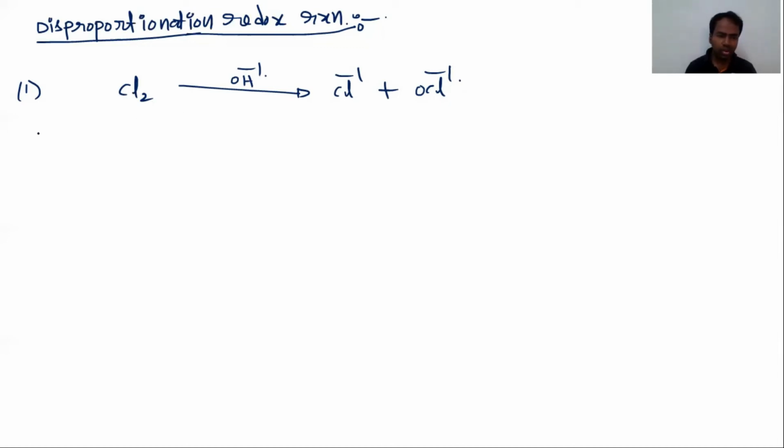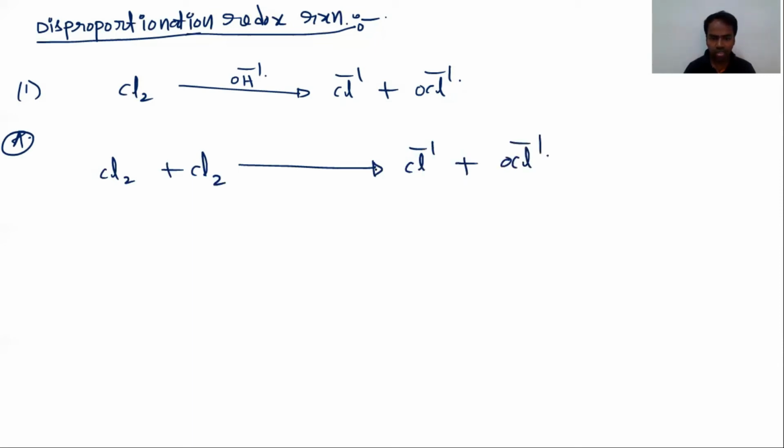Let us see how you can balance this redox reaction in basic medium. For this, we'll take them separately for comparison, because two reactions are there, Cl minus and OCl minus. Here Cl2 is in elementary state 0, here Cl is -1. So 0 to -1, gain of electrons, that is reduction.